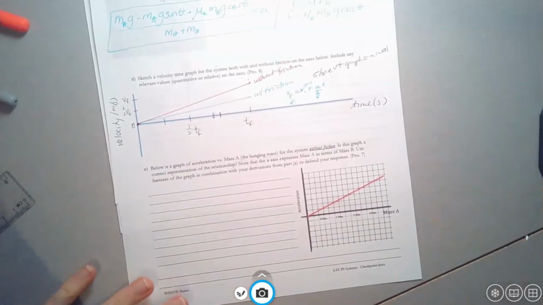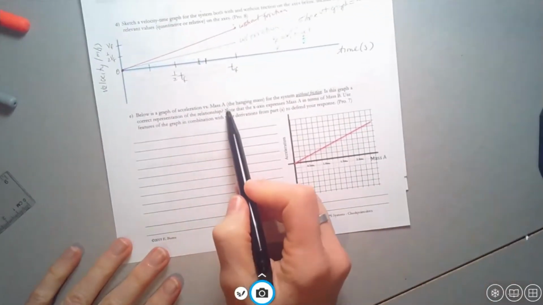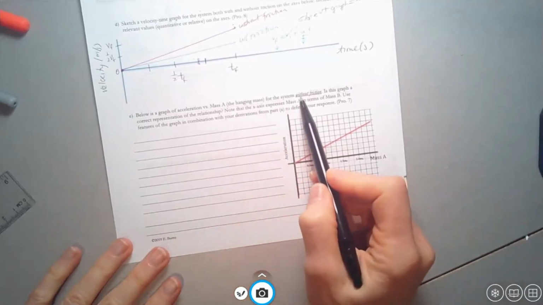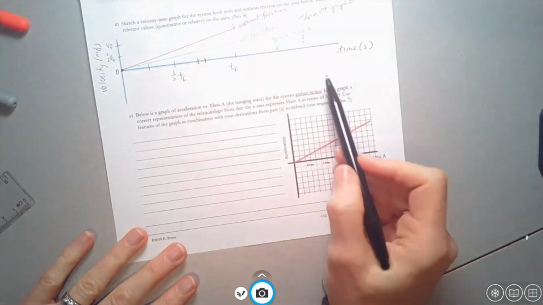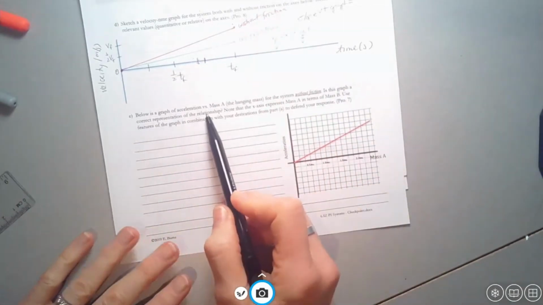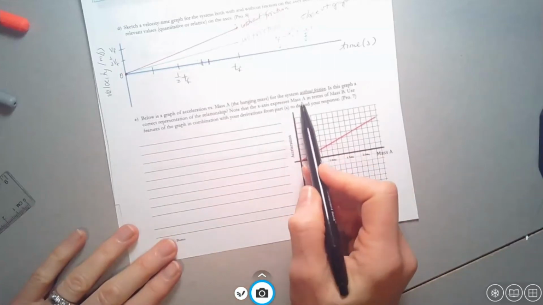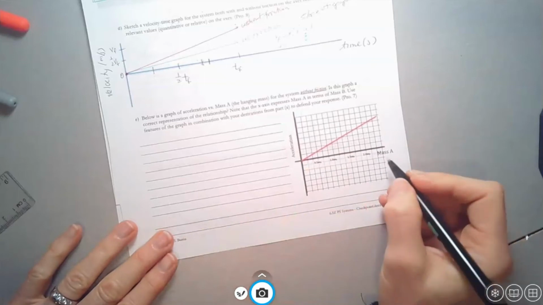All right, the last question says below is a graph of acceleration versus mass A, which is the hanging mass, for the system without friction. So we're back to the without friction example, not this one. Is this graph a correct representation of the relationship? Note that the x-axis expresses mass A in terms of mass B. Okay, so let's take a look.